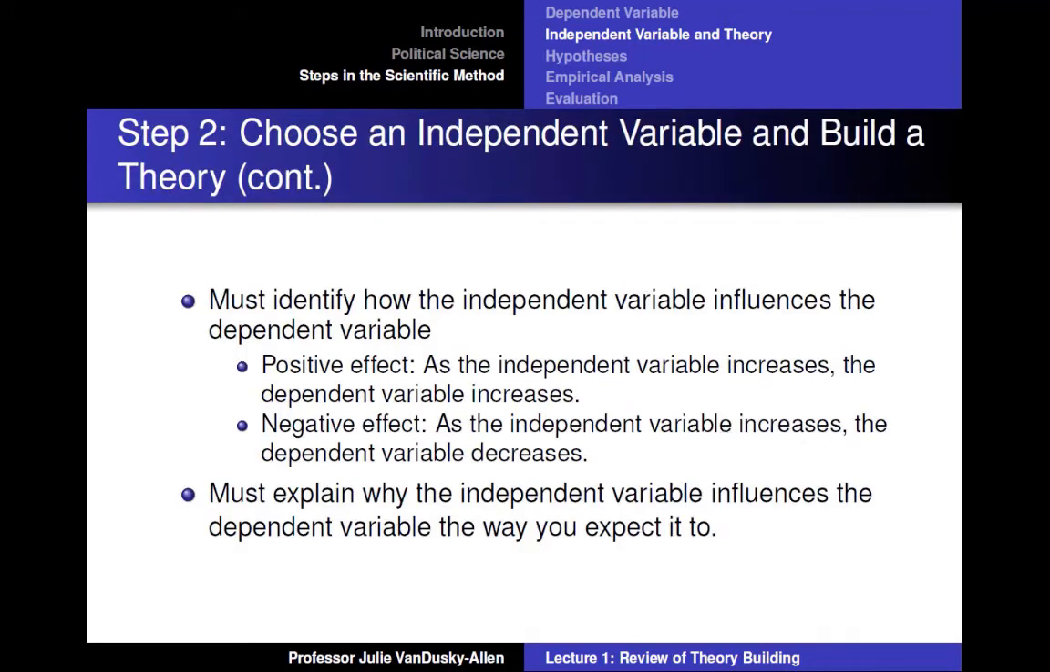We must also explain why we think the independent variable should influence the dependent variable in the way we expect. It could take several pages of text to explain why the independent variable influences the dependent variable that way. You have to be very specific about the process in which the independent variable influences the dependent variable. Explaining why an independent variable influences a dependent variable is a writing skill that you will develop in this class, but will develop much further in your other upper division political science classes.